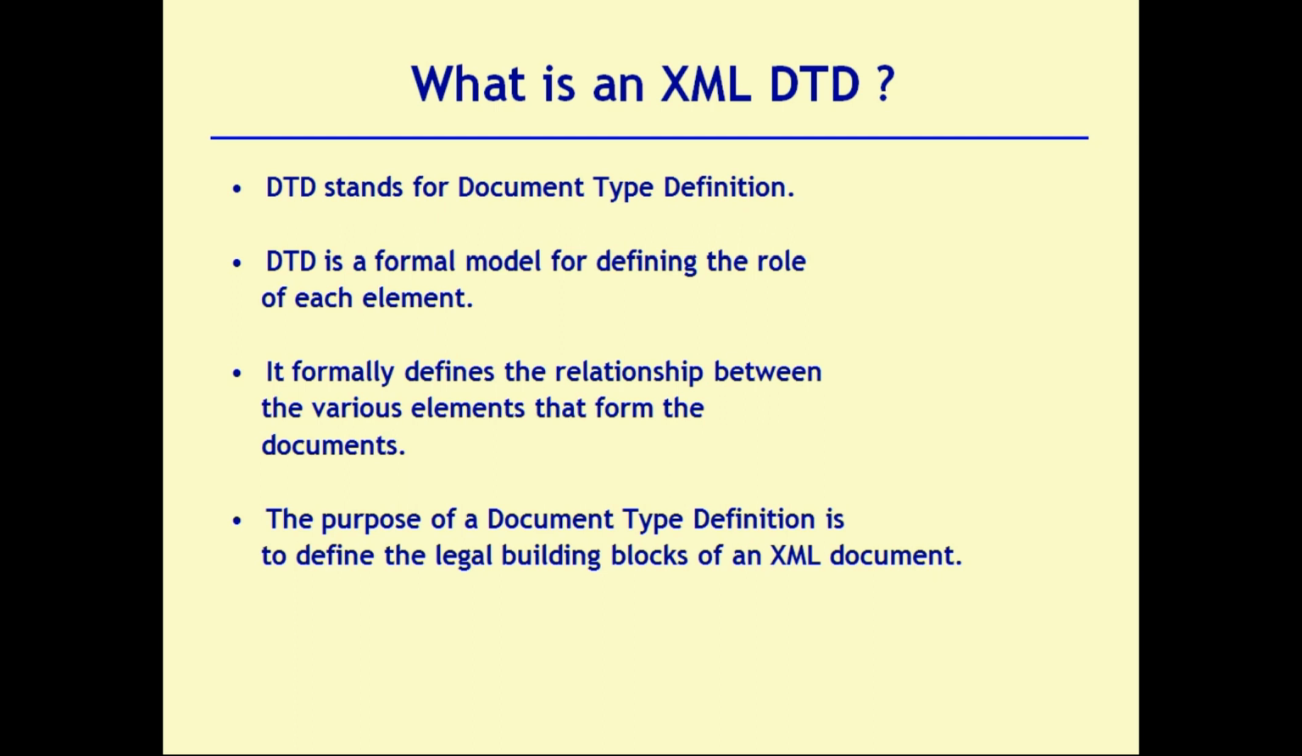The purpose of a document type definition is to define the legal building blocks of an XML document. So what are the different building blocks of an XML document? Elements, attributes, entities, and then PCDATA and CDATA. PCDATA means parsed character data, and CDATA means character data. Later I'll tell you the difference between those when the slide comes.